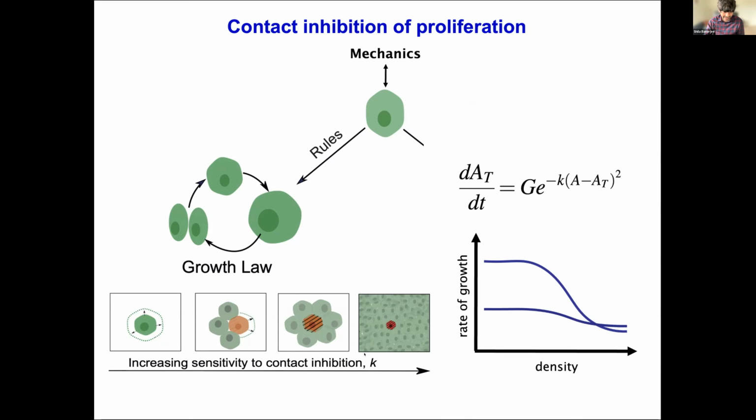So there is a parameter K, which determines how sensitive you are to contact inhibition, right? So as K is high, the rate of change of target area decreases with density, because if you are in a very dense neighborhood, your actual area is much different from your target area, right? So that means the rate of growth decreases, okay? So we model something called contact inhibition, okay? So these are the rules for growth and division.